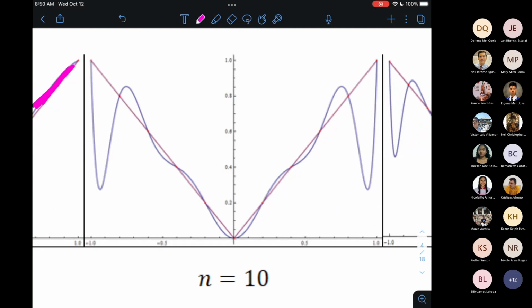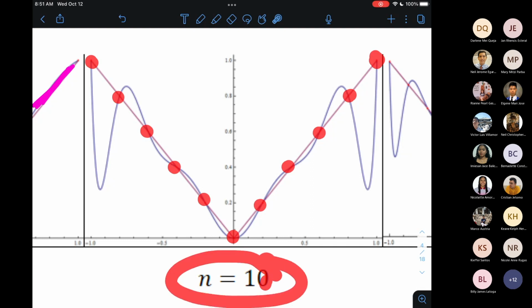Pagka si n ay equal to 10, ito na siguro yung sinasabi ni John Rensis kanina, na parang nagkakaroon ng outliers. Kasi tingnan nyo, dumaan nga yung aking interpolating polynomial sa 10 points, or actually nag-intersect yung graph ng aking function at ng interpolating polynomial in 10 points. 1, 2, 3, 4, 5, 6, 7, 8, 9, 10, 11. Oh, sorry. 11 points. Tama pala na yung nandito sa figure, right?